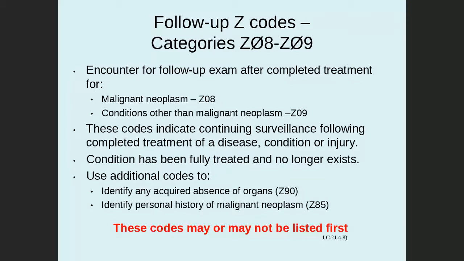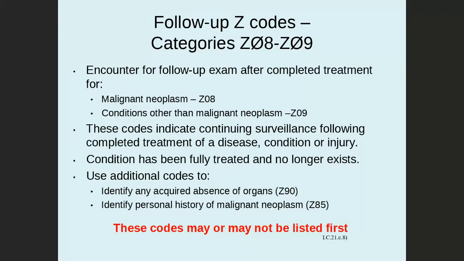Categories Z08 and Z09 are used for follow-up visits. These codes are used when treatment has been completed, there's no sign of disease, nevertheless, the physician sees the patient for an exam to make sure that it has not reoccurred. The best example of this would be a cancer diagnosis. Even after the patient was successfully treated, the physician will want to see the patient every few months, then a couple of times a year, to make sure the condition has not reoccurred.